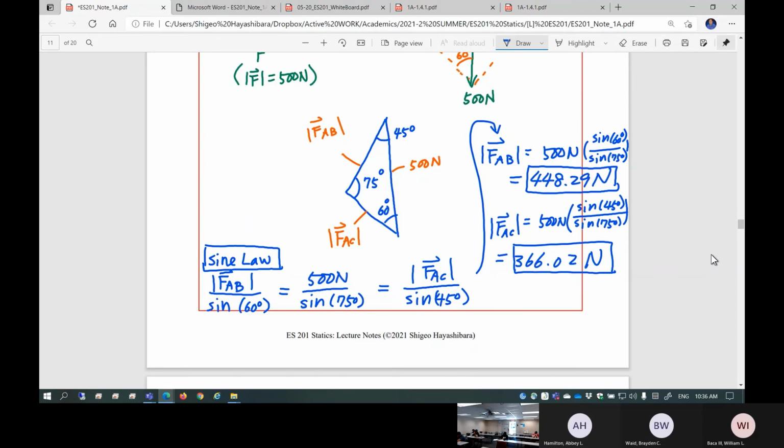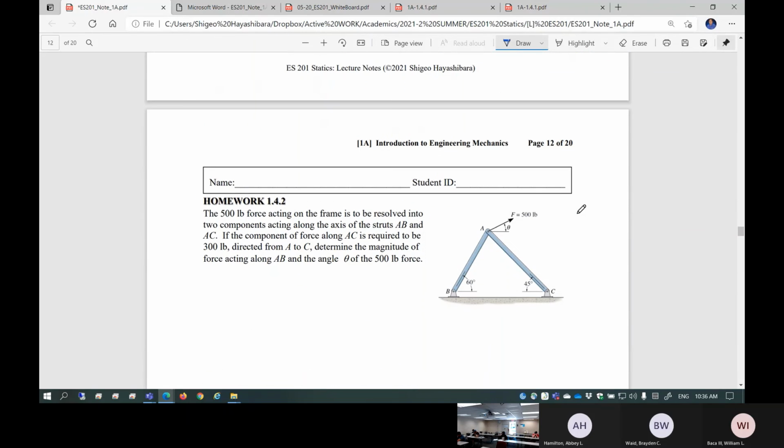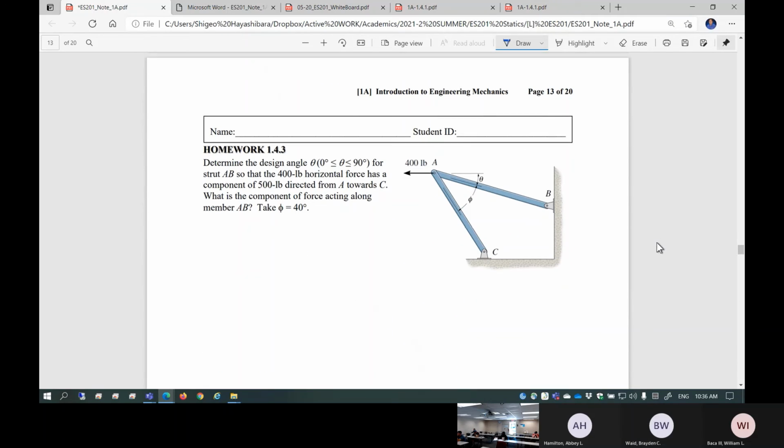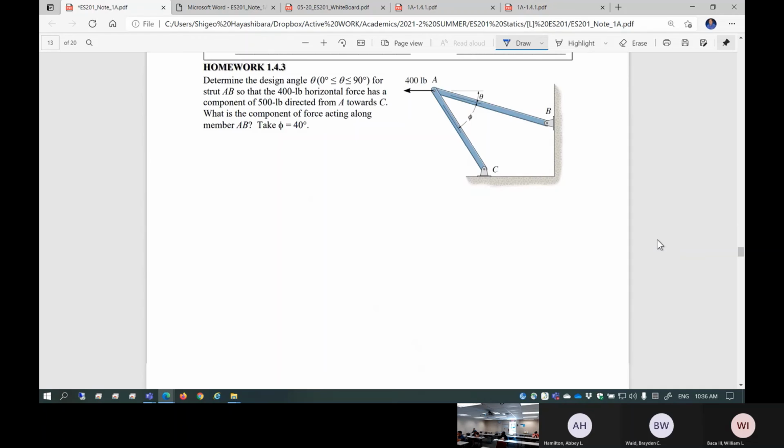So those are the two different kinds of problems as you saw. One is, of course, you're going to be given multiple forces and find out the resultant. The other one is the forces given that resolve into certain directions. Two different kinds. So again, homework 142 is now assigned. Please work on it today. Homework 143 is also assigned.